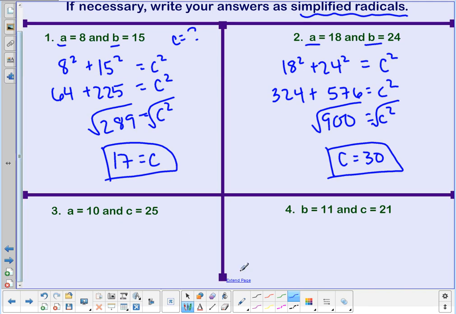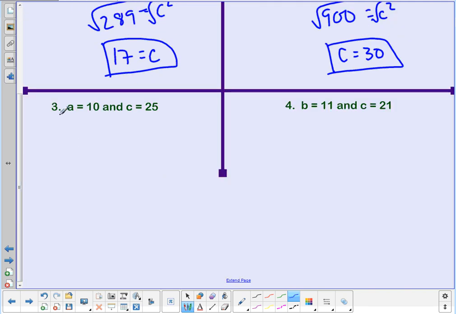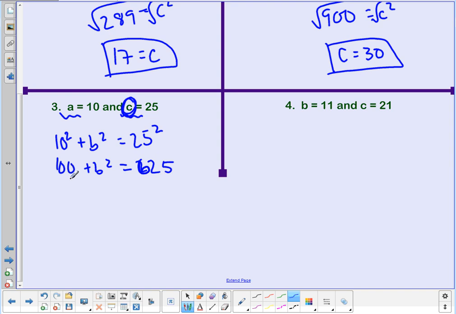Taking a look at numbers 3 and 4. In number 3, I'm given a and I'm given c, so be really careful about the values that you're given. So what I have here is 10 squared plus b squared equals 25 squared, and b is the one that I'm trying to find. That's the missing value. So now I'm going to have 100 plus b squared equals 625. Sorry, I almost wrote that down wrong. 625. Then I subtract 100, and I get b squared equals 525, and take the square root.